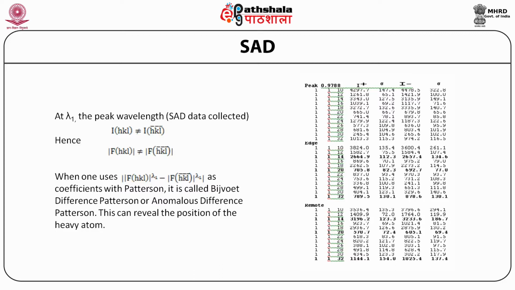So between the edge wavelength and remote wavelength, due to change in the real part, we have enormous difference in the intensities. Therefore, structure factors also will be differing. So now you do a Patterson with the coefficient mod of F HKL at lambda inflection I minus mod of same reflection F of HKL at remote. So this will also reveal the position of the heavy atom for cross-checking.